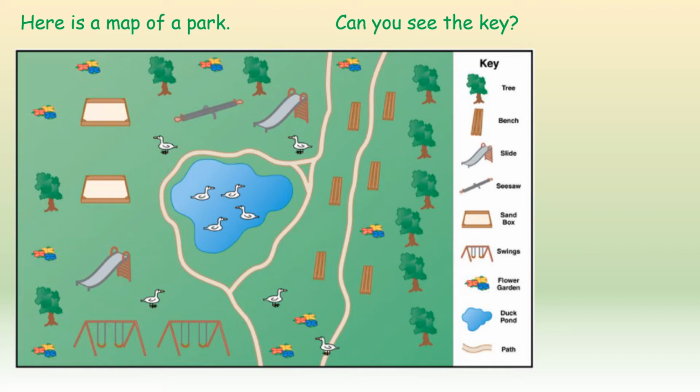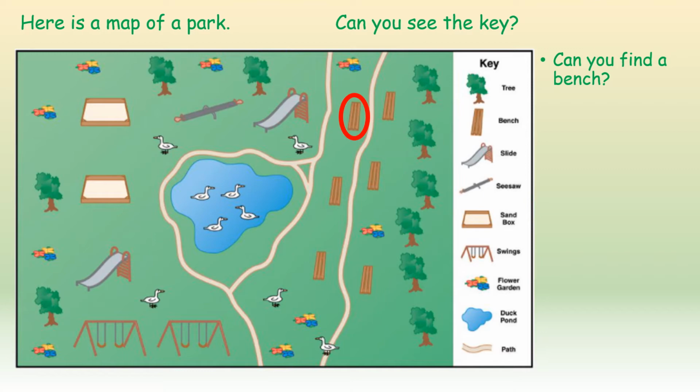So we're going to play a little game. I want you to use the key on this map to find a bench. Look at the key and see what symbol represents the bench and find a bench that is on the map. Well done. I have found a bench that is on the map, and that is the symbol that represents it.